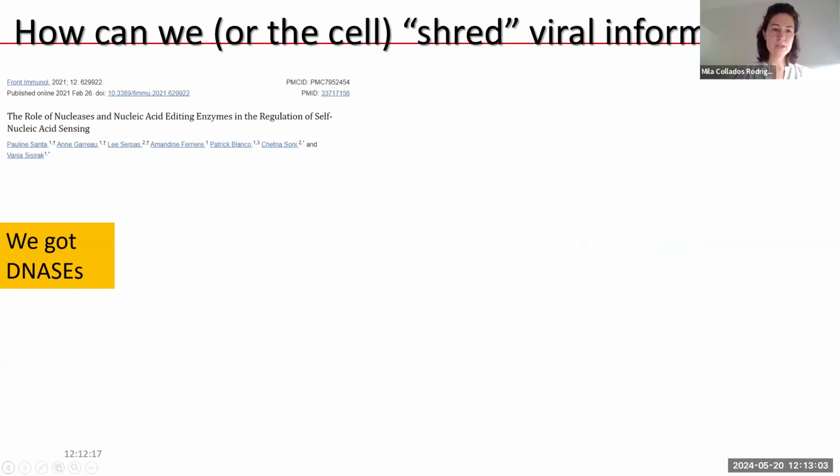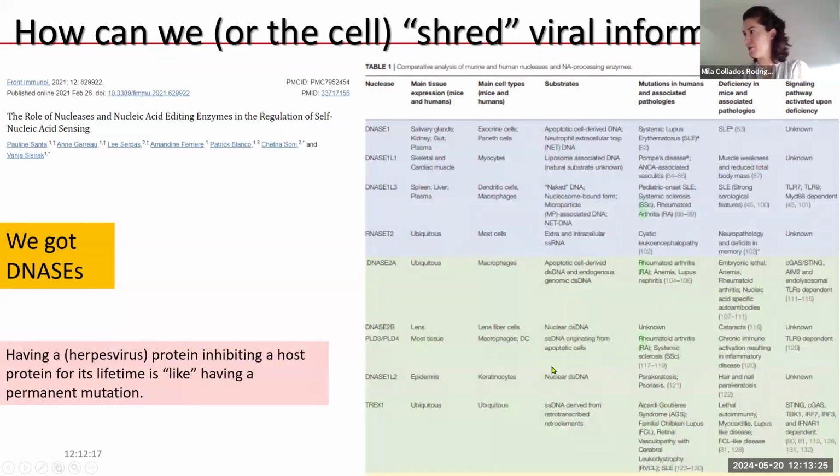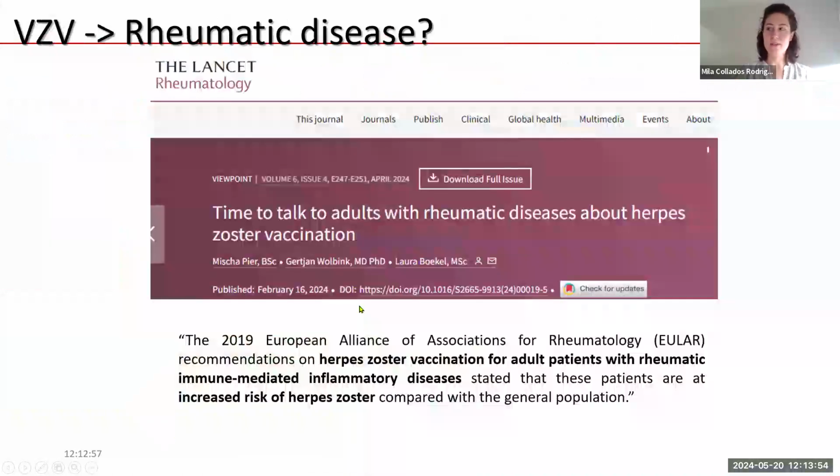So our body got proteins which are called DNases. They degrade nucleic acids. Of course, they are very regulated because we don't want to degrade our own DNA. And when they are mutated, they cause autoimmune diseases such as multiple sclerosis and rheumatoid arthritis. You can see here. So I propose that having a herpes in our body, inhibiting our DNases, is like having a permanent mutation. So if those enzymes, in theory, could degrade the virus DNA and they are being affected, they cannot degrade it and cause chronic diseases, which are diseases of unknown causes.